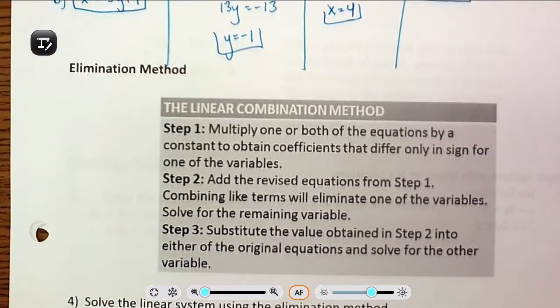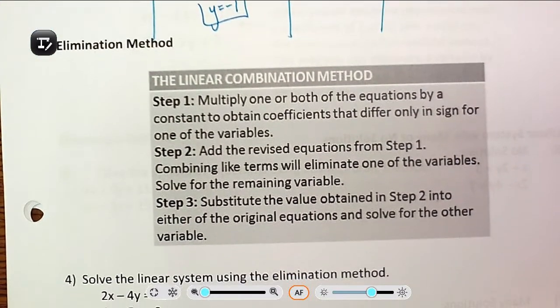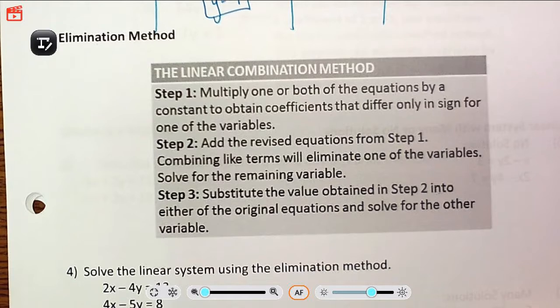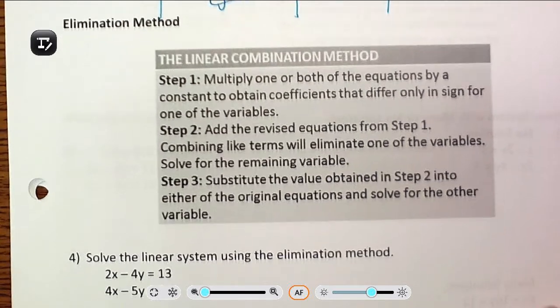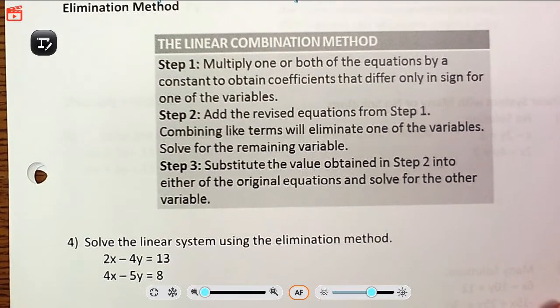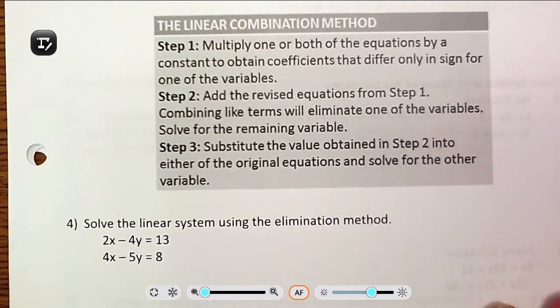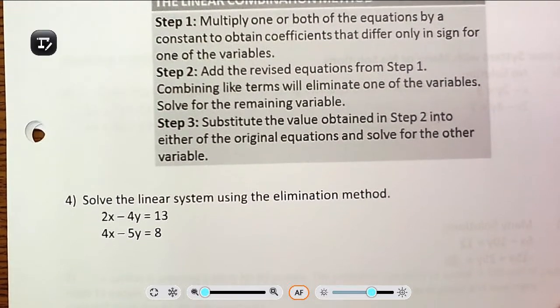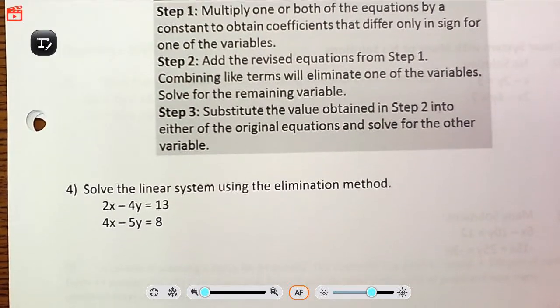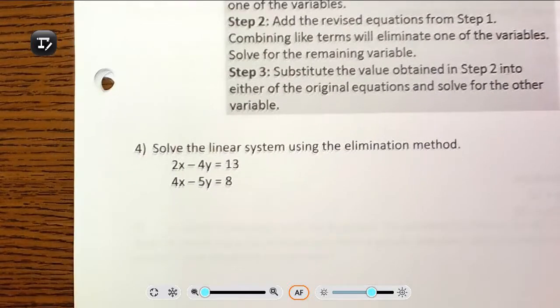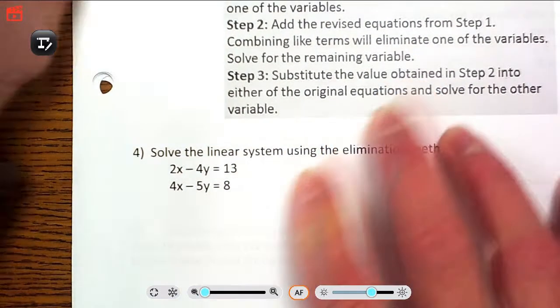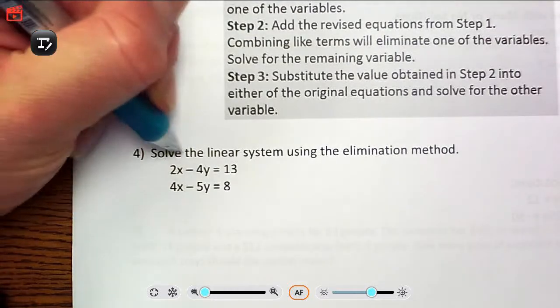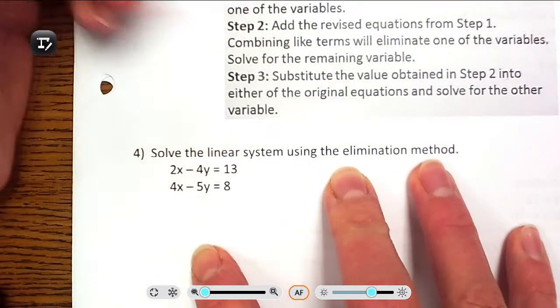Okay, first we're going to multiply one or both equations by a constant to obtain coefficients that differ only in sign for one of the variables. Add the revised equations and combine like terms and eliminate one of the variables and substitute the original from step 2 into one of the equations. Okay, so substitute the value obtained from step 2 into one of the other equations. Okay, solve the system by the elimination method.